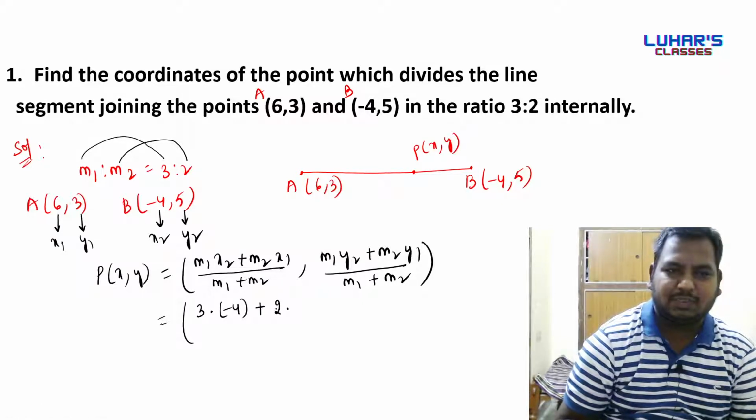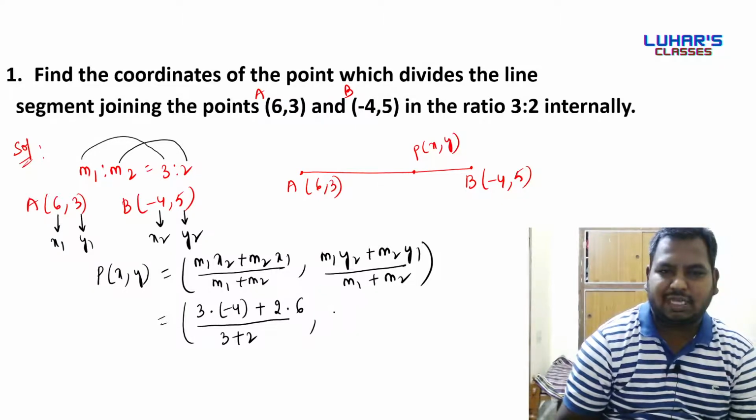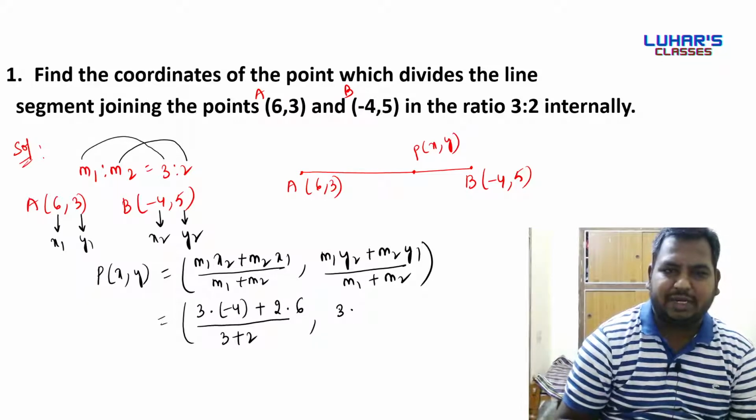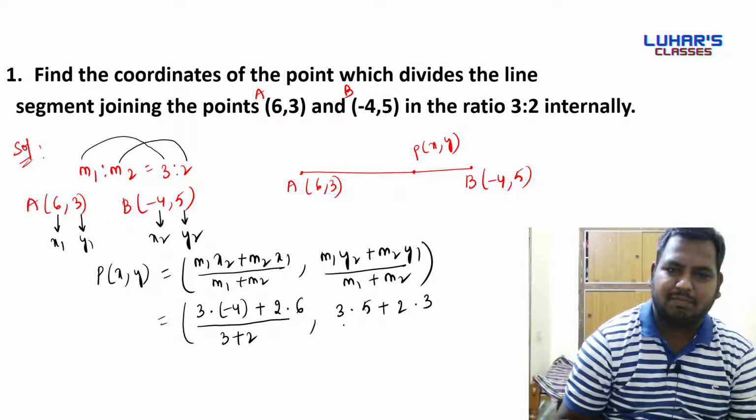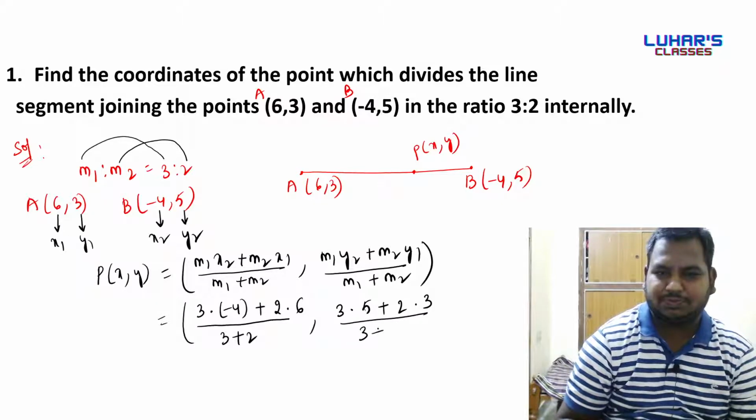What about x1? x1 is 6. That will be divided by m1 plus m2, m1 is 3, m2 is 2. Next m1 y2, m1 is 3. What about y2? y2 is 5, plus m2, m2 is 2. What about y1? y1 is 3, by 3 plus 2.